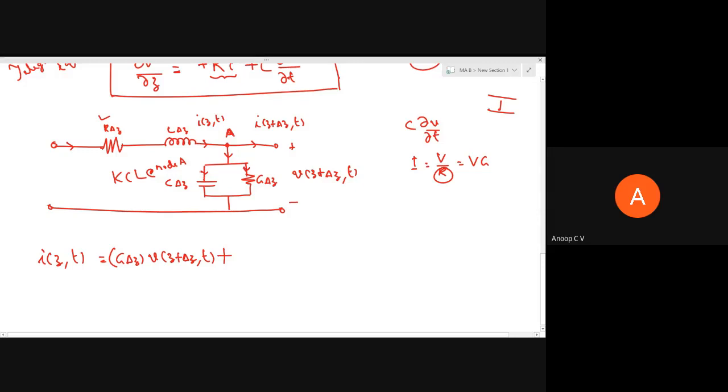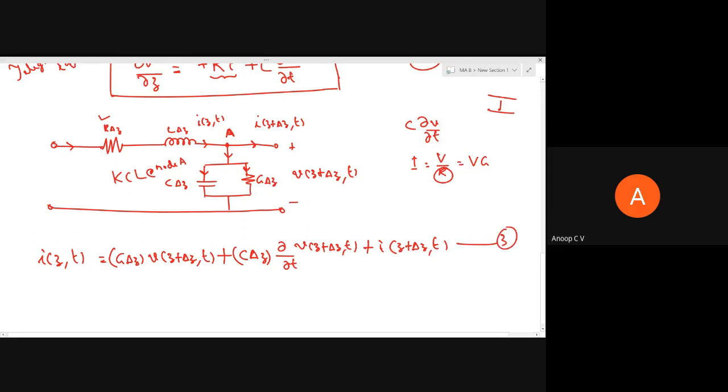Then the current through the capacitor will be C delta Z times dou by dou T of the voltage across the capacitance, that is V of Z plus delta Z comma T. And one more current component which is leaving is I of Z plus delta Z comma T. I'll call this equation number 3.